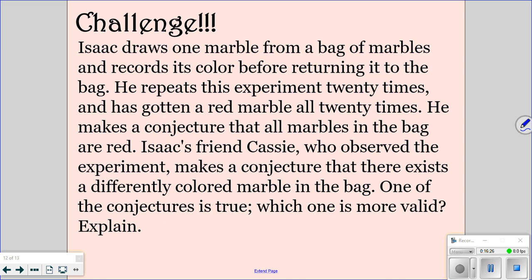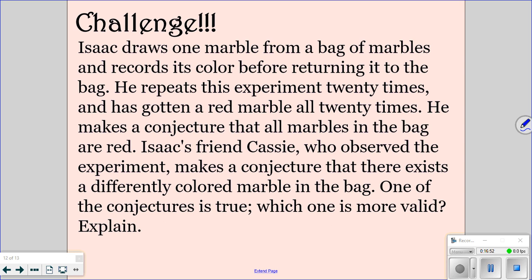One of the conjectures is true. Which one is more valid? Explain. So this is actually kind of a trick question. It tells you one is true, but we don't know which one. Either they're all red or there is at least one that is not red. Both of the conjectures are equally valid, so one is not more valid than the other.